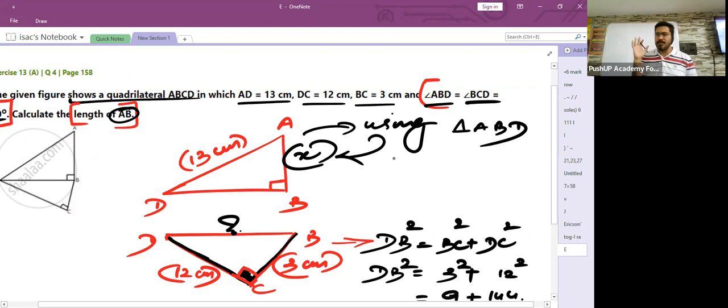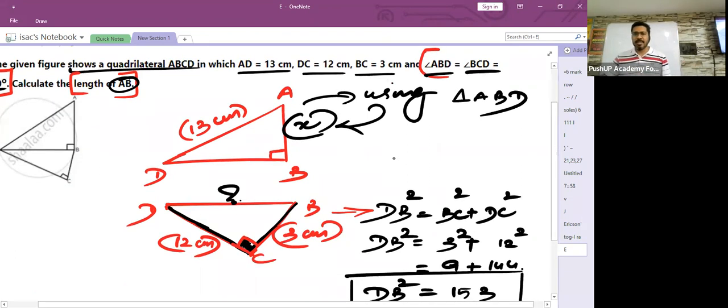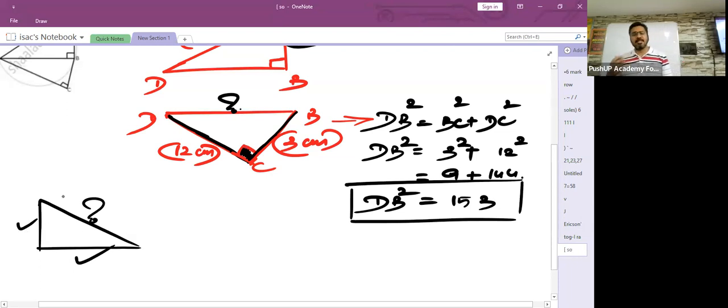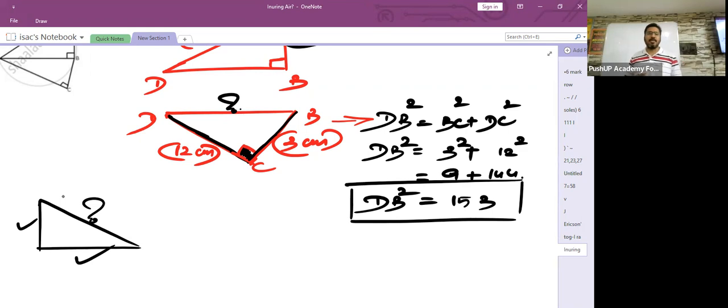Now if you have to find AB by using Pythagoras theorem, at least two of the sides should be given to you. Isn't it? Children, in a right angle triangle, if you are asked to find an unknown side, imagine this is the side which you have to find. These two sides should be compulsorily given to you. Otherwise, you won't be able to find the third side. So please do keep this concept in your mind. Unless they give you two of the sides, you cannot find the third side in a right angle triangle, that too by using Pythagoras theorem.